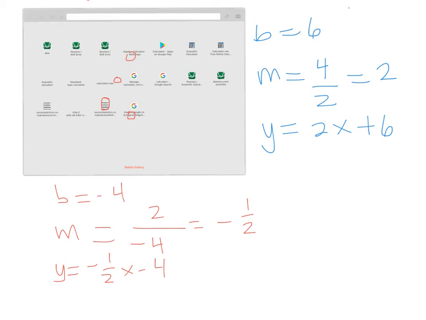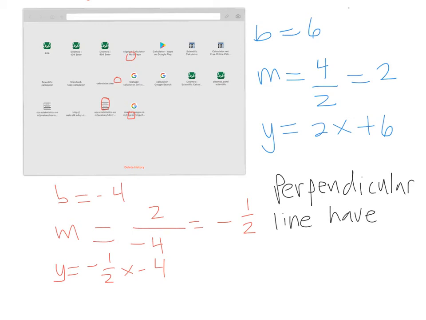Okay, so we have perpendicular lines, and let's compare their slopes. Their slopes are different. One is negative, one is positive, and they are reciprocals of each other. So perpendicular lines have slopes that are negative reciprocals.